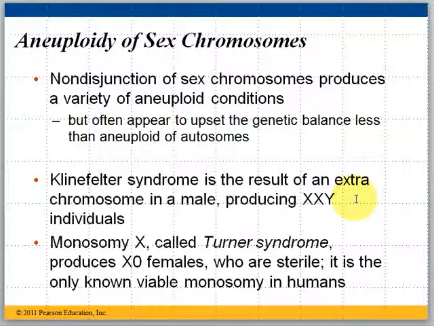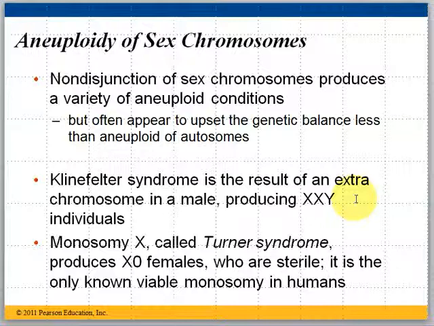They'll have the usual female body parts, but they're generally sterile, and this is the only known viable monosomy in humans. So any other monosomy in the autosomes would result in the spontaneous abortion of that embryo, but this can result in a live birth, and generally the people who have this condition will take a variety of injectable hormones, and that will allow them to live a pretty normal life with all the various female traits that you would normally expect.